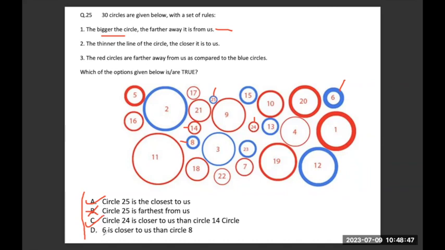The last one, 6 is closer to us than 8. It's a comparison between 6 and 8. There is a difference in size. First thing, bigger is farther away. 6 is farther away actually. The circle 6 is bigger, which means it can be farther away. If I look at even the thickness, it says thinner the line, closer it is. 8's thickness is smaller compared to 6, which means 8 is actually closer to you compared to 6. So option D is also wrong. So the correct answer is A and C.